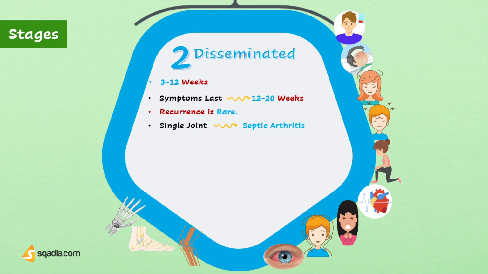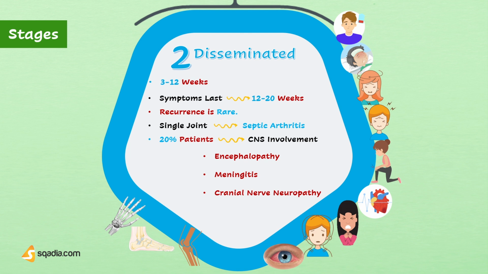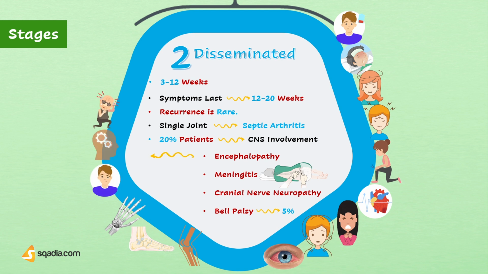Now, coming to the more serious effects seen in stage 2, these include CNS involvement, and you can see patients suffering from encephalopathy, you can see meningitis, and you can also see various cranial nerve neuropathies. Now, Bell's palsy is seen in about 5% of patients. When meningeal symptoms are present, lumbar puncture is warranted to rule out other causes. Encephalopathy presents with deficits in concentration, cognition, there may be memory loss, and even changes in personality. You may also see extreme irritability, and sometimes depression can also be seen.